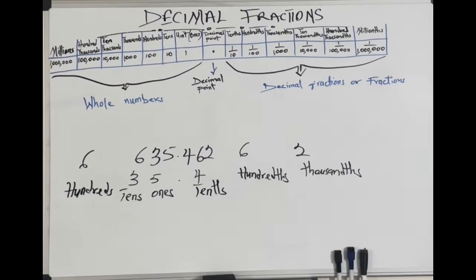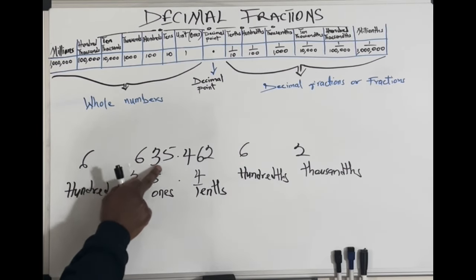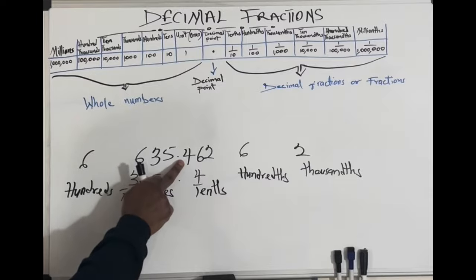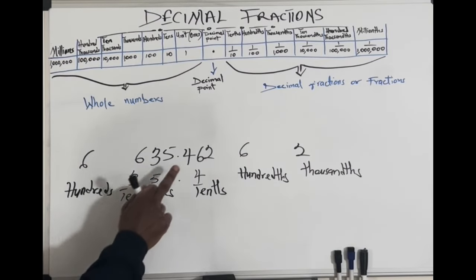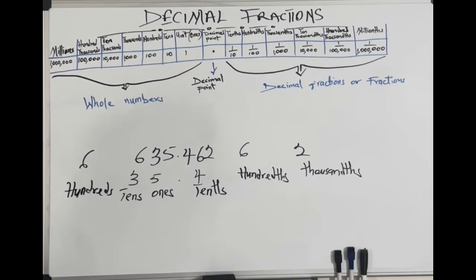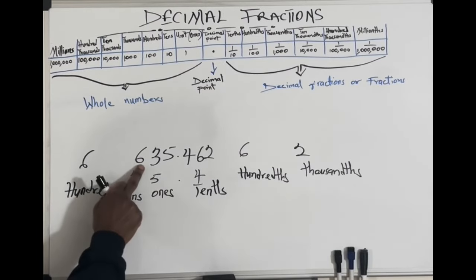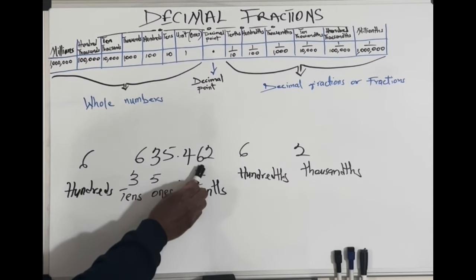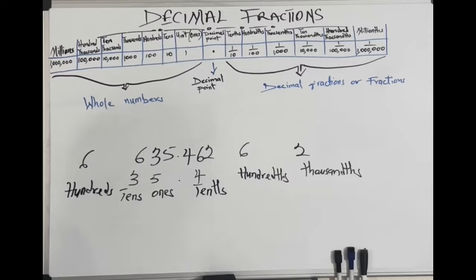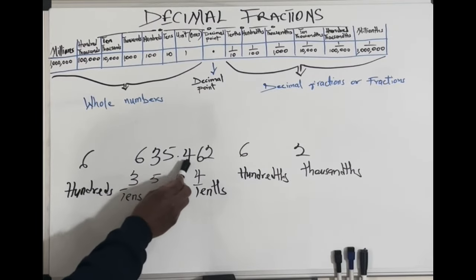And then also you have to know that after the point, you say the numbers in digit form. So this will be 635 point. After the point, you can't say 462. No, you have to mention them one after the other. 635.462.